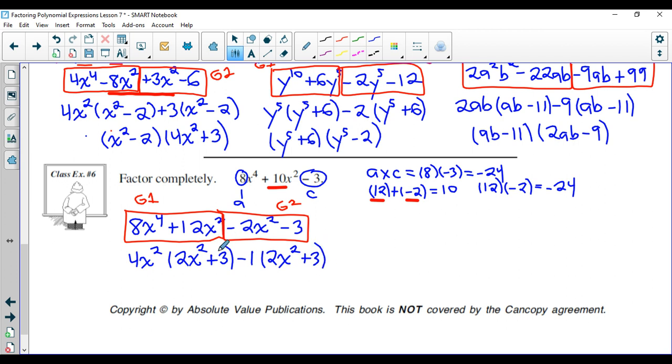Again, I know I've done this correctly when I get the same two binomials in brackets. So I factor those binomials out. You would then get 2x squared plus 3, and I'd be left with 4x squared minus 1. Now, we're not quite done yet because one of these two binomials can be factored a little bit further. The one that can be factored is the second binomial, because this is a difference of squares.